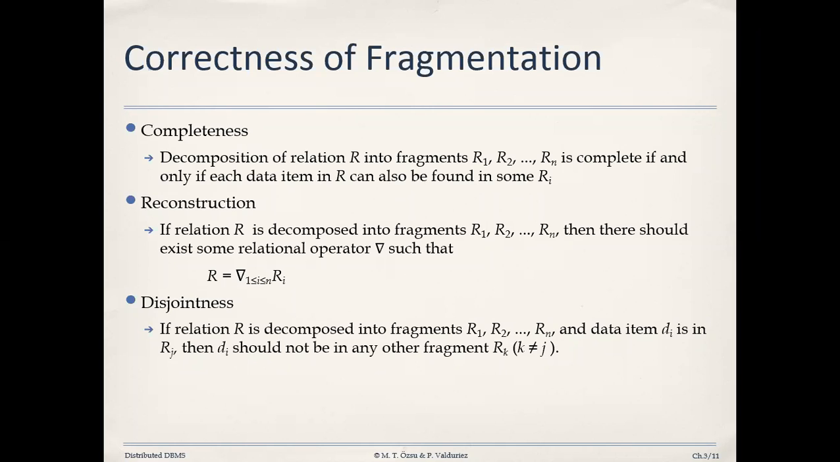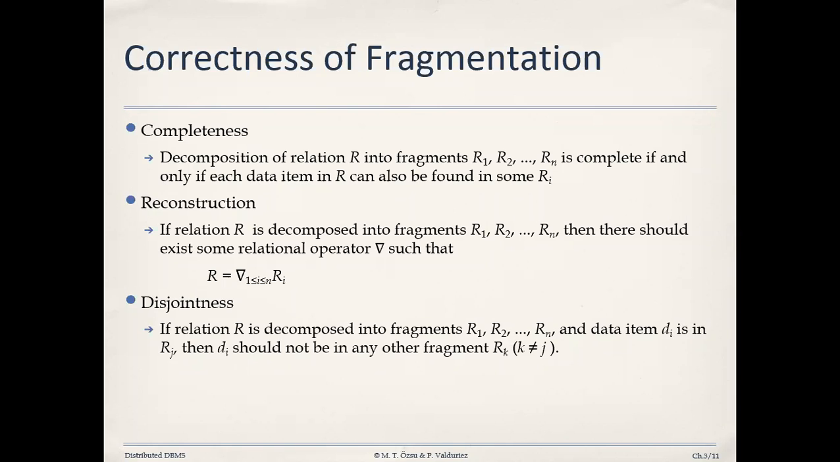And the last concept is called disjointness. If relation R is decomposed into fragments R1 to Rn and data item Di is in Rj, then Di should not be in any other fragment. So if I have broken Employee into Employee 1, 2 and 3, and Ali is present in Employee 1, then the same Ali will not be in Employee 2 or Employee 3; he will be in only one of them. He cannot be in all three fragments, and it also cannot be that he is in none of them. Both these conditions will not be fulfilled. That is the condition of disjointness.